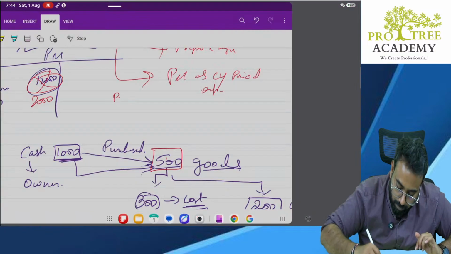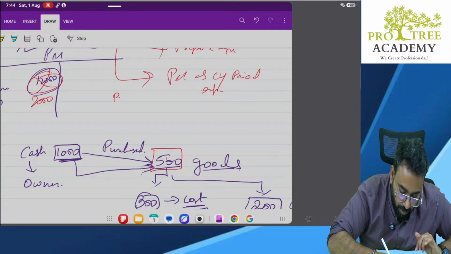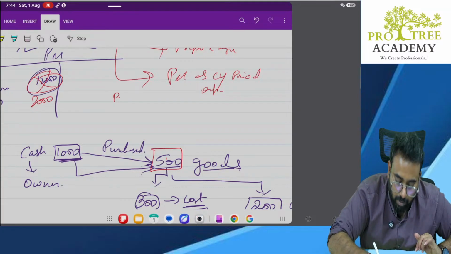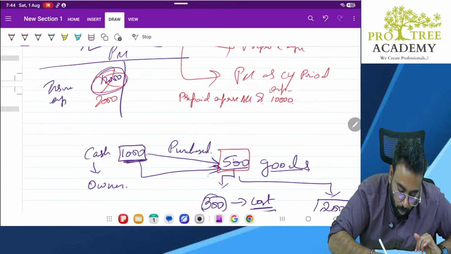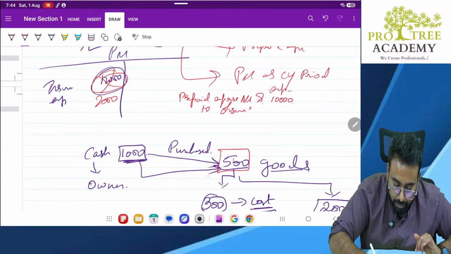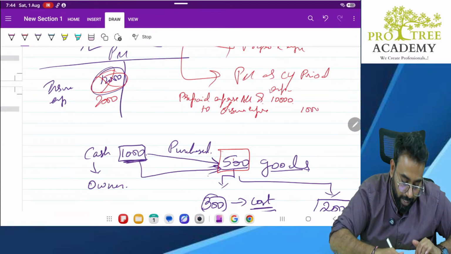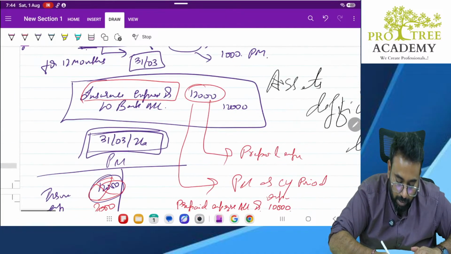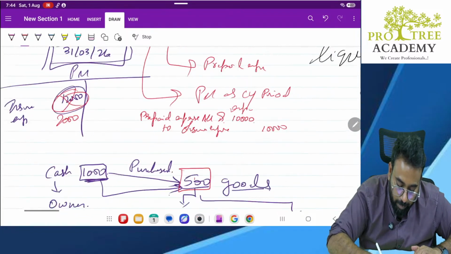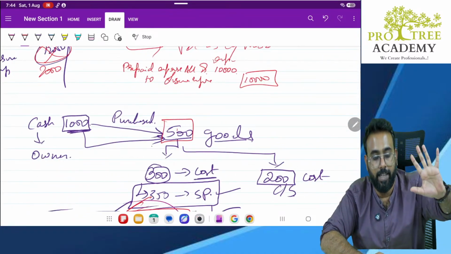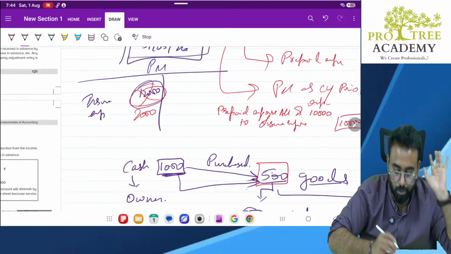So prepaid expense account debit 10,000 to insurance expenses 10,000. Here we debited insurance by 12,000. Now we are crediting it by 10,000. So what is the net effect? Net effect is only 2,000.